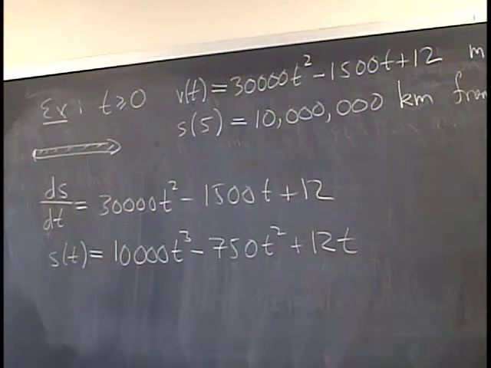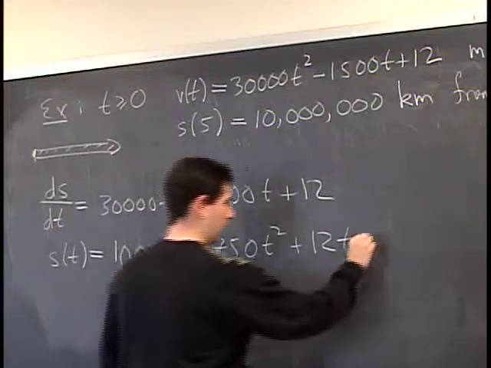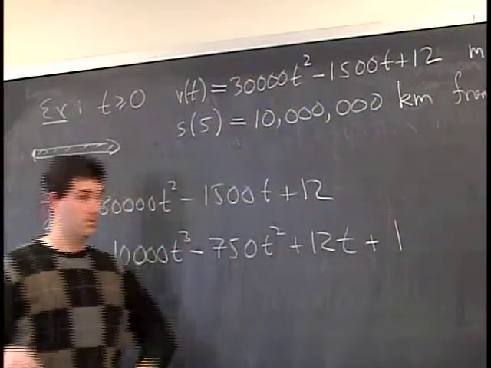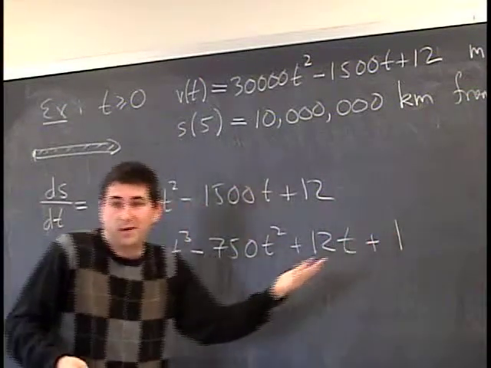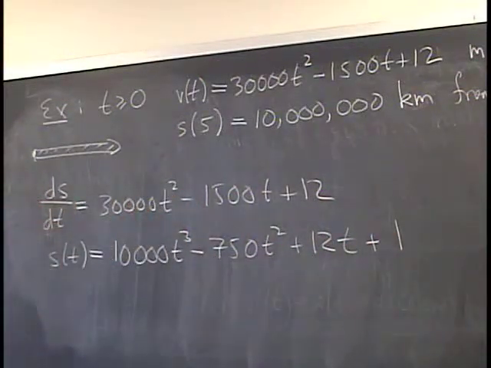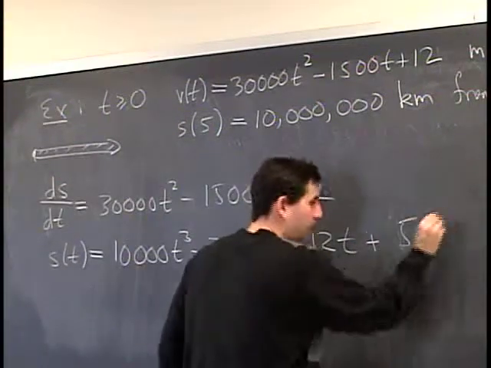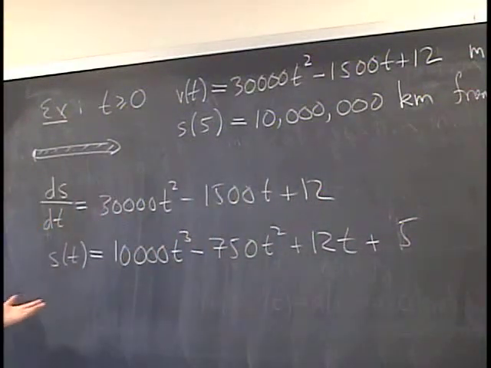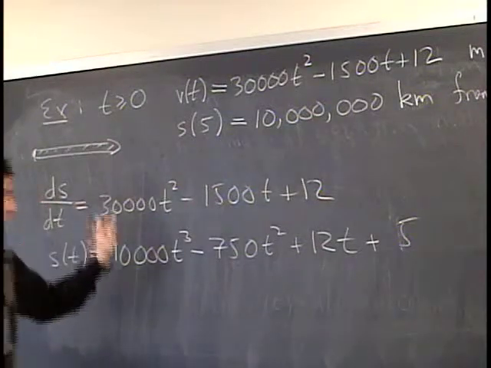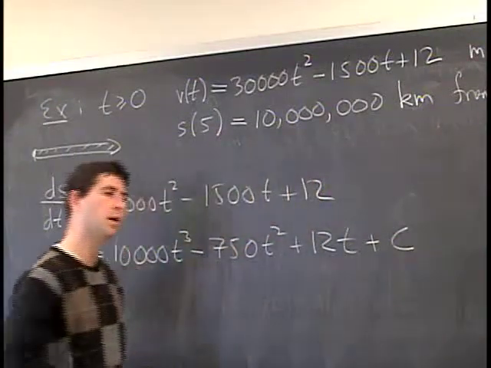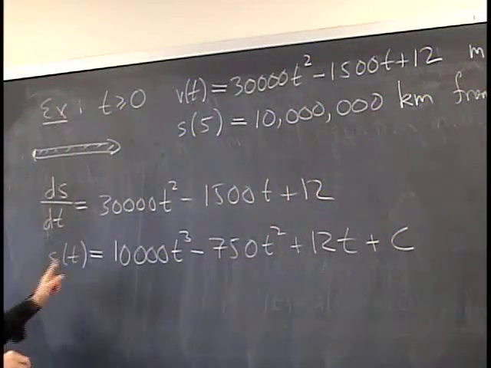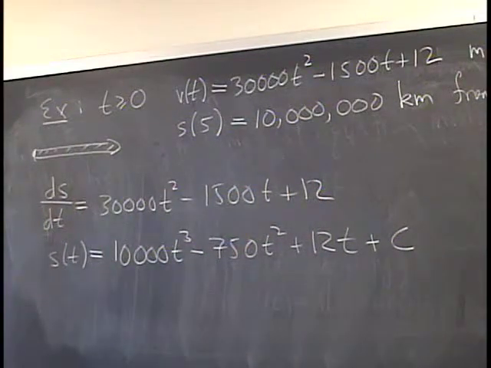Okay, but here's the problem, right? That would also be a solution to the differential equation, right? Because, well, derivative of 1 is 0, so it doesn't change anything. Okay? And if I had a 5 here, same problem, right? That also will be a solution to this differential equation. And of course, for any constant c, okay, this will be a solution to the differential equation.